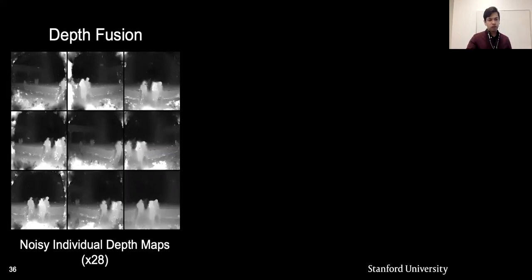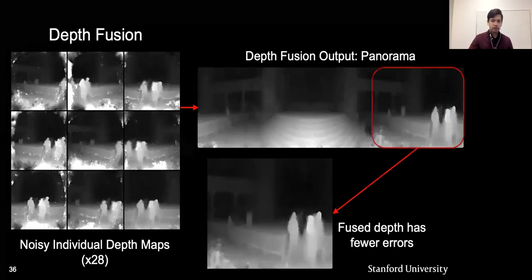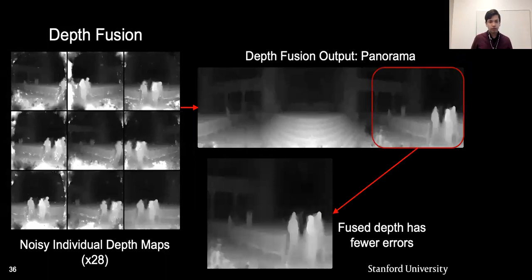Our depth fusion algorithm aims to combine all of these to synthesize an output panorama that has relatively few errors compared to any of the inputs. A zoomed crop of the output is shown for comparison, and we can see that it indeed has fewer errors than any of the individual depth maps. So let's take a look at how this works.